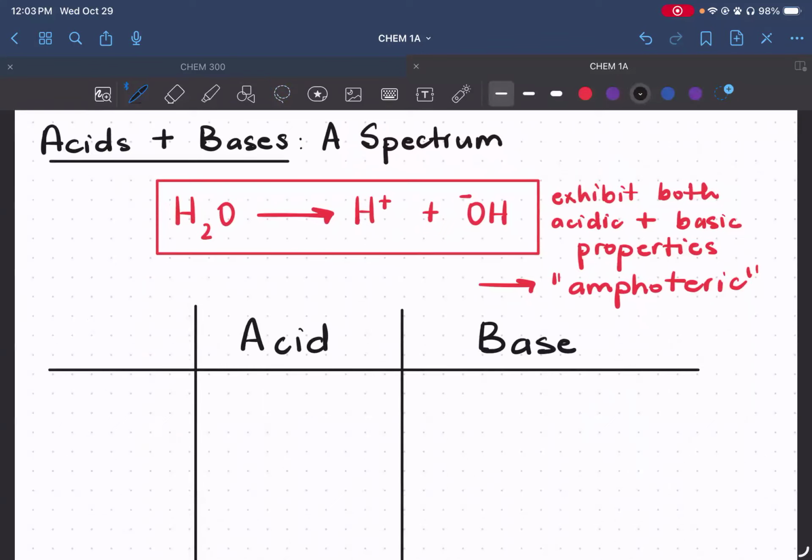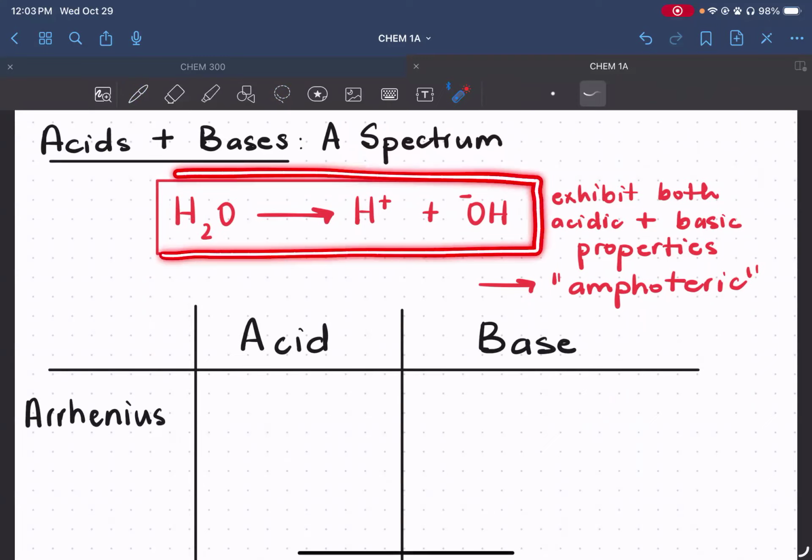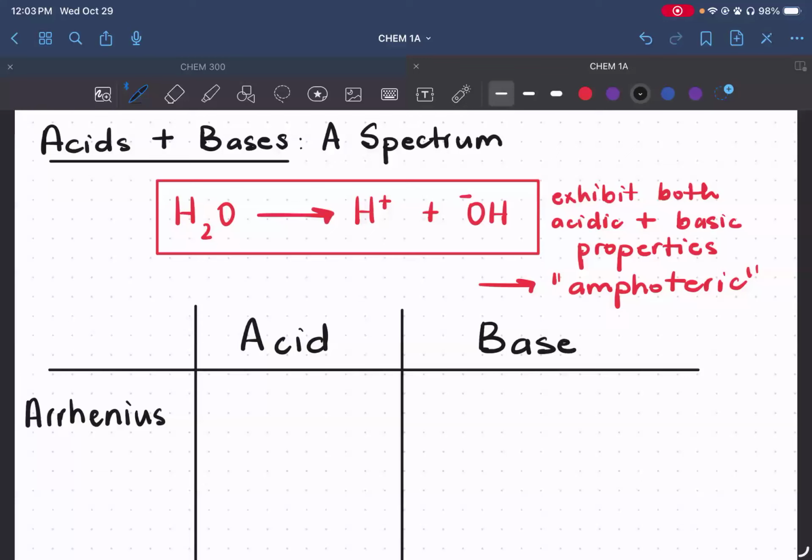The very first definition was presented by a man named Arrhenius. And way back when Arrhenius was working with acids and bases, his only known example was that of water. So using water as our standard, Arrhenius defined an acid as an H plus producer and a base as an OH minus producer. This definition, as simple as it may be, did quite nicely encapsulate what we had seen with water.